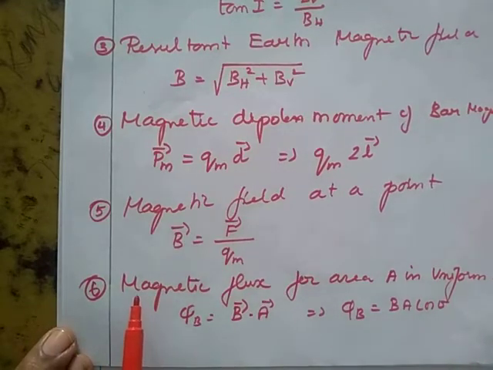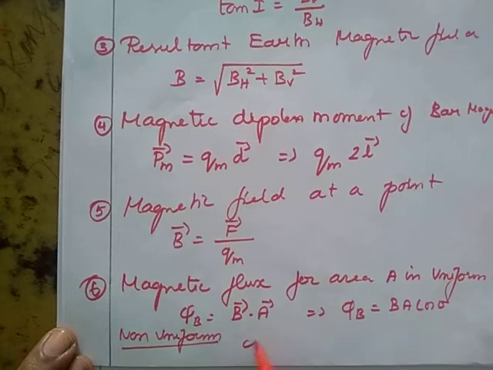Suppose the flux for an area A is placed in a non-uniform magnetic field, then flux can be written as phi B is equal to integral of B vector dot dA vector.